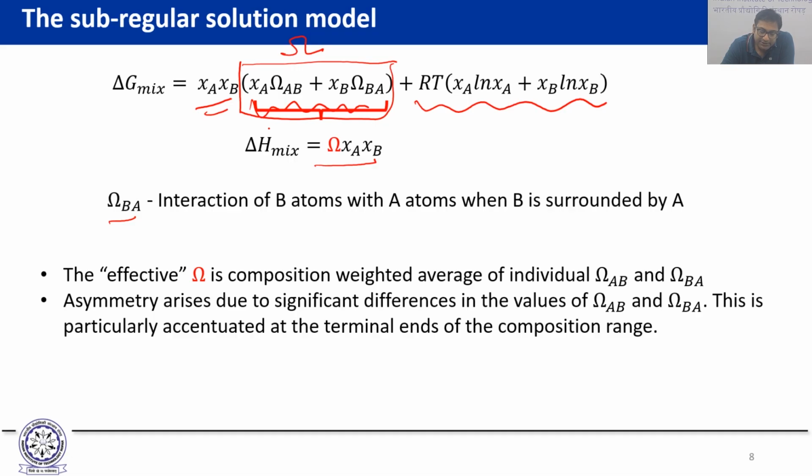Here the asymmetry is arising as a result of a huge difference in the values of omega AB and omega BA. If the values of omega AB and omega BA are fairly similar, then the subregular solution model is going to give you results very similar to the regular solution model. But usually for cases where your phase diagrams are not symmetric at all, the values of omega AB and omega BA are going to be quite a bit different. And this becomes quite accentuated at the terminal ends of the composition range.